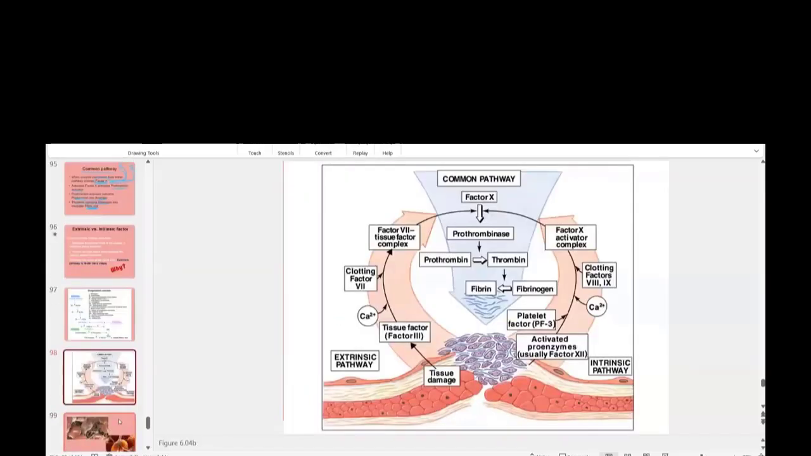So if you look at this diagram, if there is tissue damage, factor 3, factor 7, factor 10, that is extrinsic. If you look at intrinsic, where they're exposed to the internal blood vessel damage and exposed to the collagen fibers, you will find it's moving in this direction, starts with 12, 8, 9, 10. All end up in factor 10, both pathways. Then the common pathway, prothrombinase converts prothrombin into thrombin. Thrombin will convert fibrinogen into fibrin, and a clot is formed.